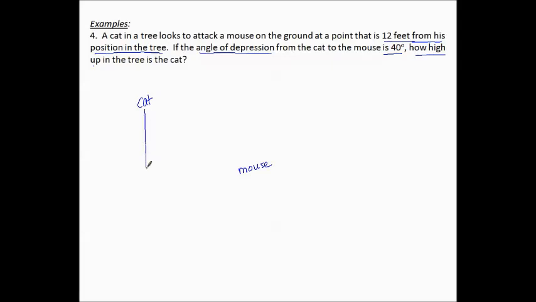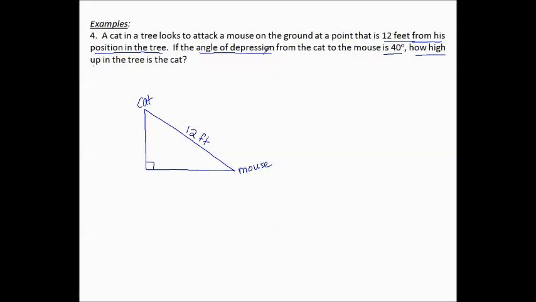So the cat is up in the tree. Let's try to keep our pictures simple as we draw these. Cat is up here, vertical tree, here is the ground, the mouse is somewhere on the ground. A tree or anything vertical and the ground or anything horizontal will always be a right angle in the pictures that we draw. They might not be a perfect right angle in real life, but for estimation purposes, it will do the job. The cat looks to attack a mouse that is a point 12 feet from his position in the tree. So from the cat to the mouse is 12 feet.